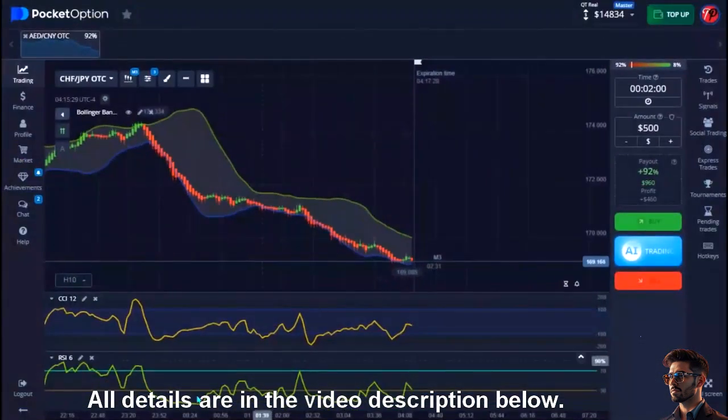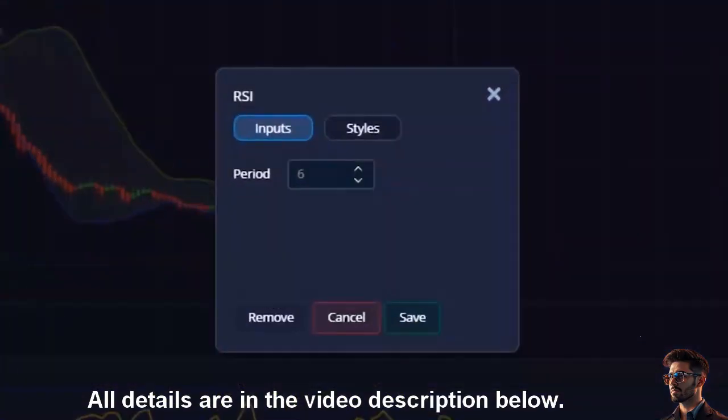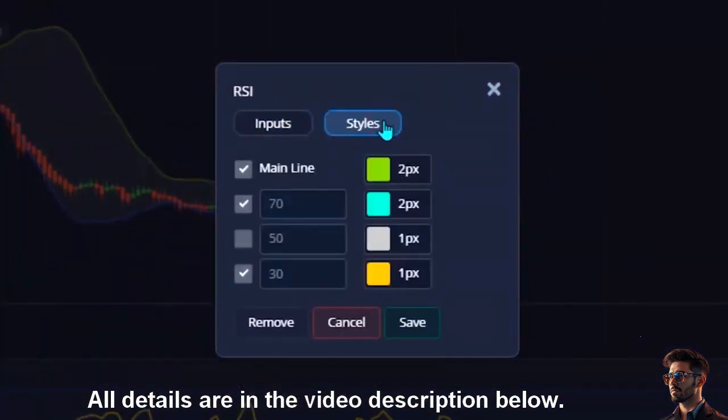My last indicator, which is RSI, comes with a period of 6. On the styles part here, I take the first line and the second line to be on 2 pixels. So that's pretty much all I do. When you're done, you hit save.